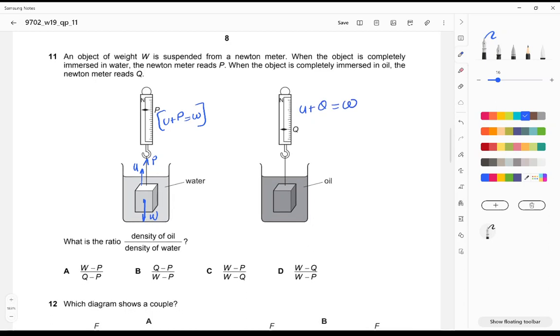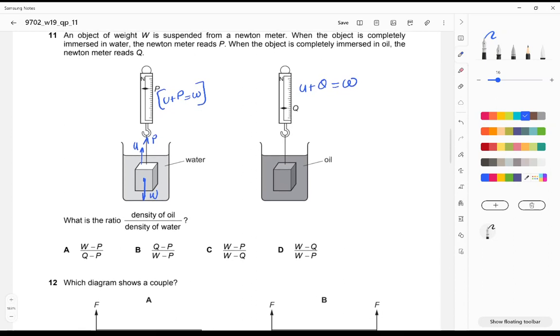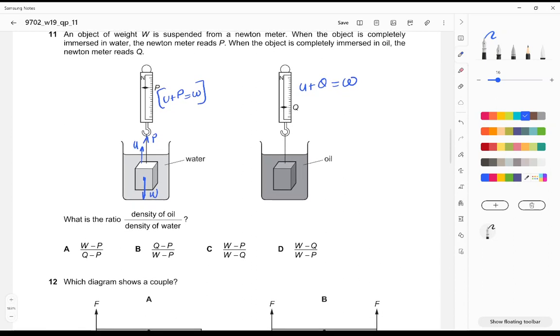Okay. So let's construct an equation in terms of the upthrust involved. So U is W minus P, and U is W minus Q. Q is capital because it is given as capital over here, so I'm just going to keep it as capital. That does the first part.